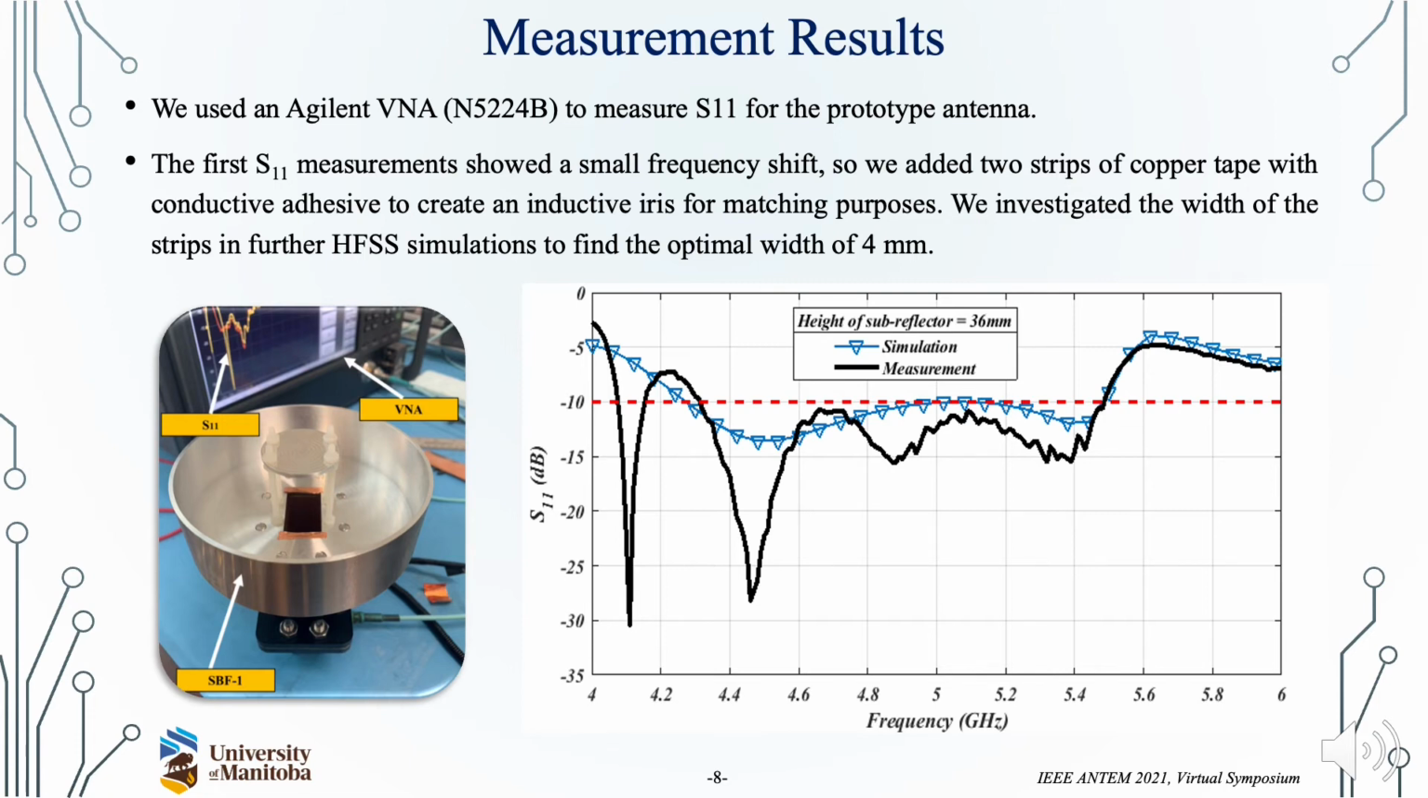We investigated the width of the strips in HFSS simulations and found out that 4 mm gives us the best matching. In the left figure, you can see the antenna, which is attached to the VNA, and the right figure demonstrates the results of simulation and actual measurements. As you see, measurement results and simulations are in good agreement and follow the same trend. There is only one deep notch at 4.1 GHz, which is because of the subreflector alignment, which probably is not completely parallel to the main reflector.